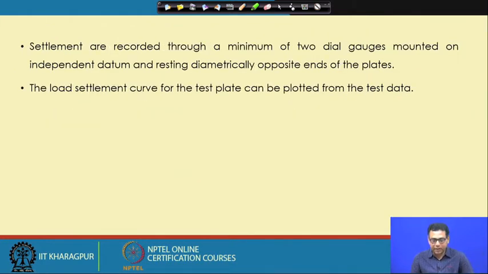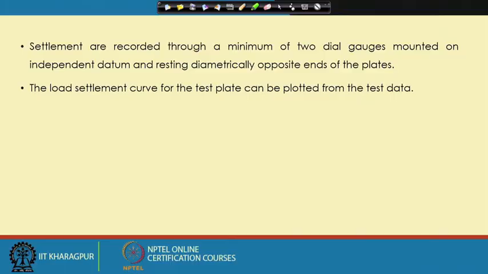Next, the settlements are recorded through a minimum of two dial gauges, which are placed diagonally opposite to the plate, and the load settlement curve for the test plate can be plotted from the plate load test data. So, ultimately the end product of this test is a load versus settlement plot. We will apply the load, measure the settlement, and plot that, and from that plot we will use it for our design purpose.